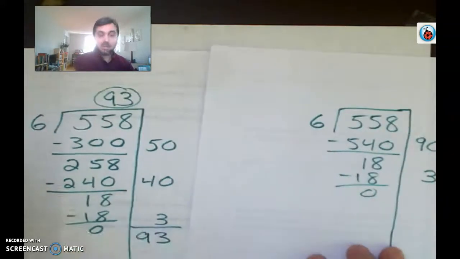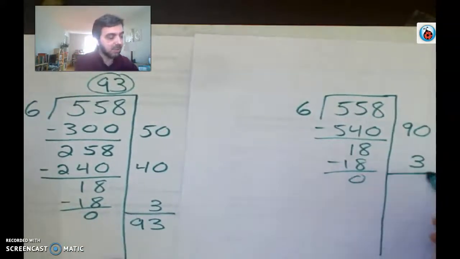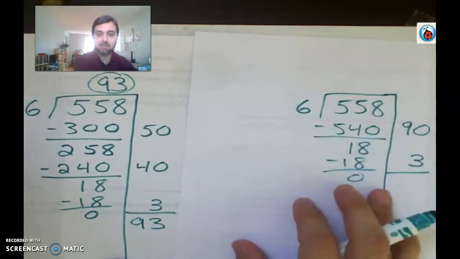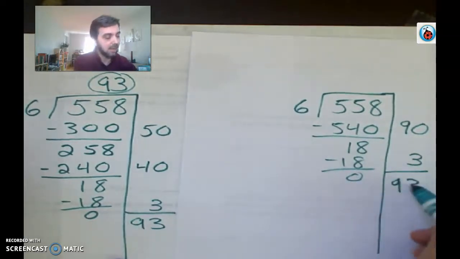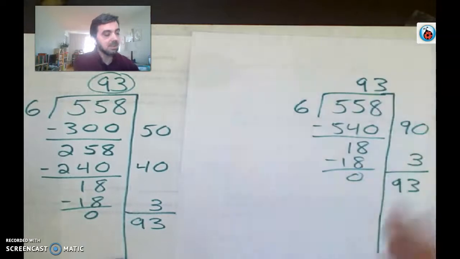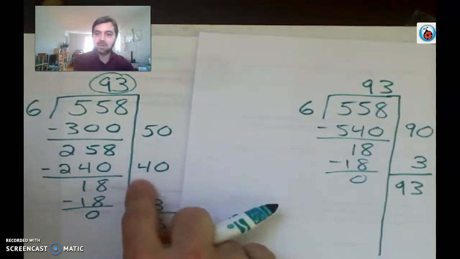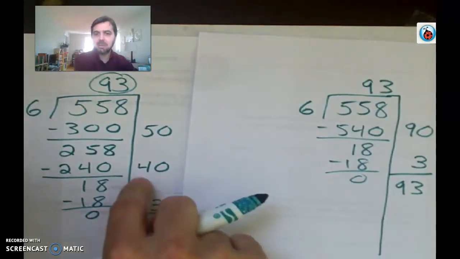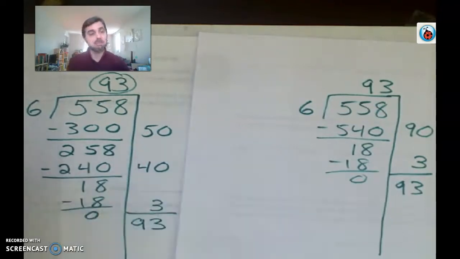So you get the same answer because if you give away 90 and then 3, then you've given away 93 Skittles. You just did it in more steps over here. That's all. That's fine. And maybe you need to do it in 3 or 4 steps over here. Totally fine. Okay? So a little bit of a division review here, okay?